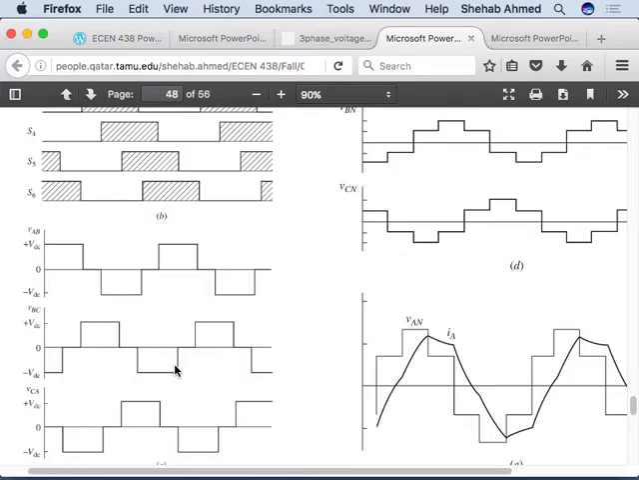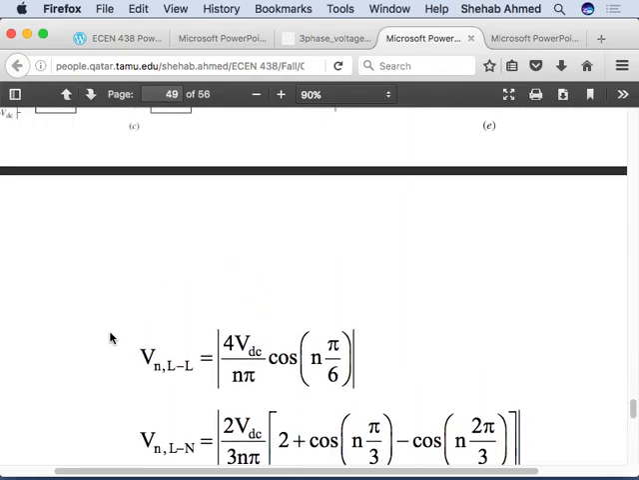What can we do to improve it? Everything we talked about before, we can repeat here, right? We can make each phase a set of single-phase inverters in series. Or we can just use multiple pulses per cycle, like we were talking about in sinusoidal PWM, right? So typically that's what we would do.